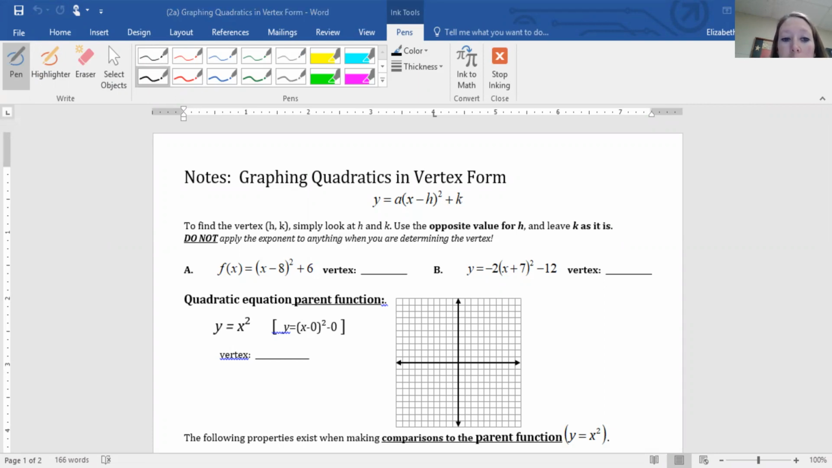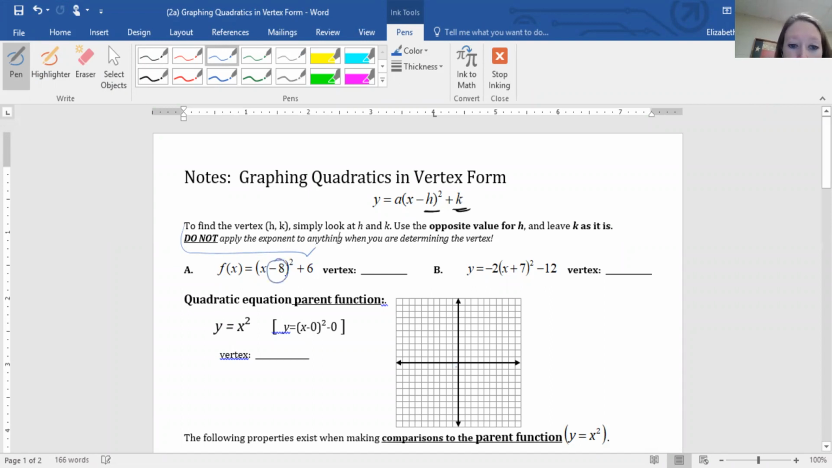Okay, so to find the vertex (h, k), use the opposite value for h and leave k as it is. Do not apply the exponent to anything. This is significant, all right? Don't ignore the exponent.